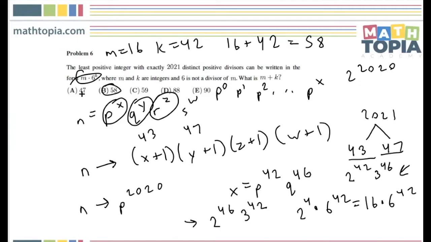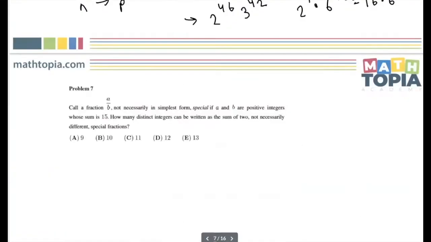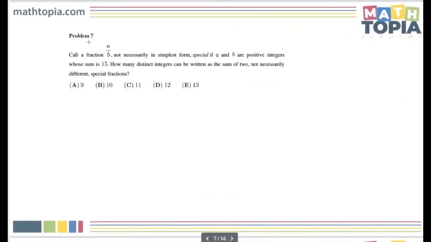All right. Moving on. Number 7. Problem number 7. So we call this fraction a over b special if a and b are positive integers whose sum is 15. All right. How many distinct integers can be written as the sum of 2, not necessarily different special fractions?